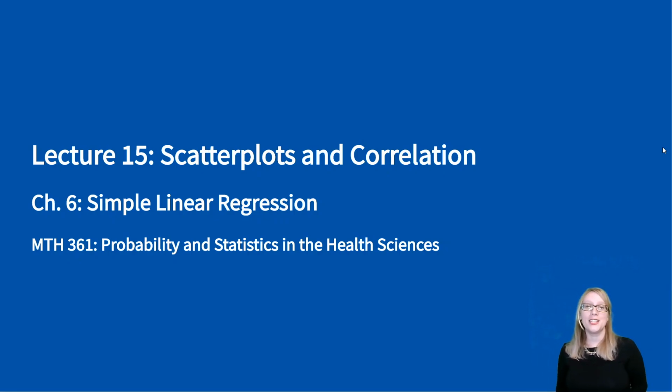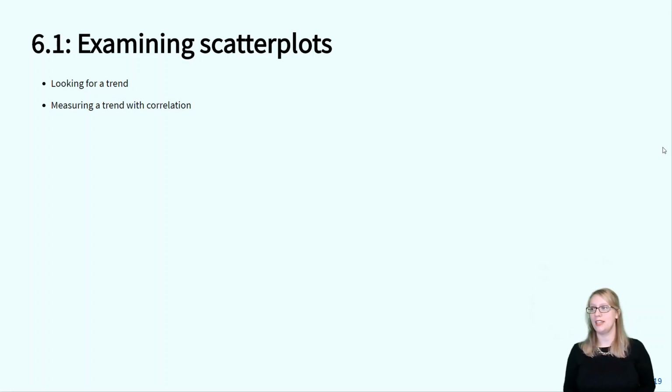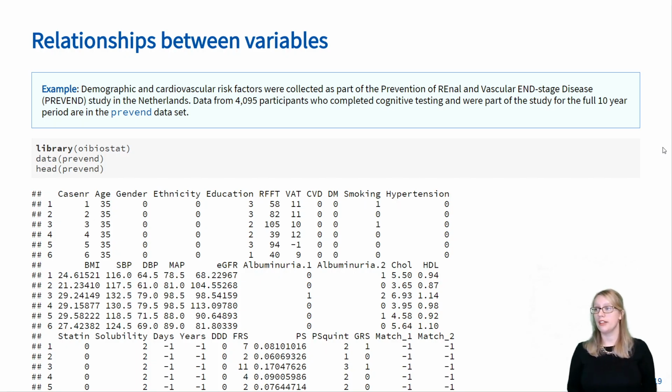Hey everyone! In this video we will introduce some tools that we can use to describe relationships between two numerical variables. So let's jump in. We'll start by looking at tools we can use to review scatter plots. So things that we're looking for, what signifies a trend in the data. We'll talk about how to then measure that trend using the correlation.